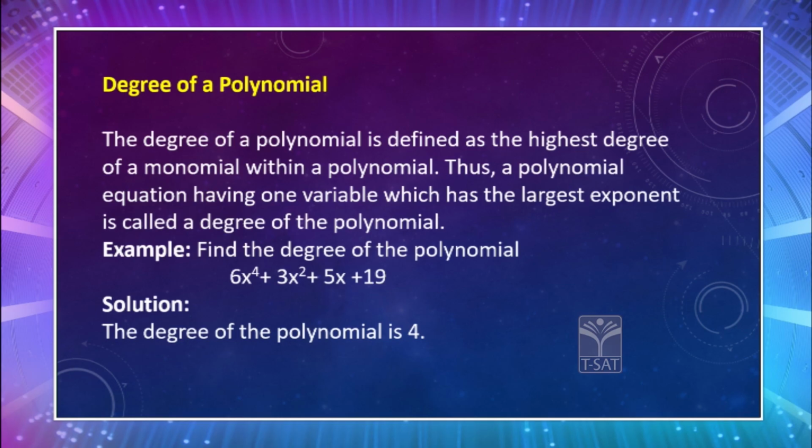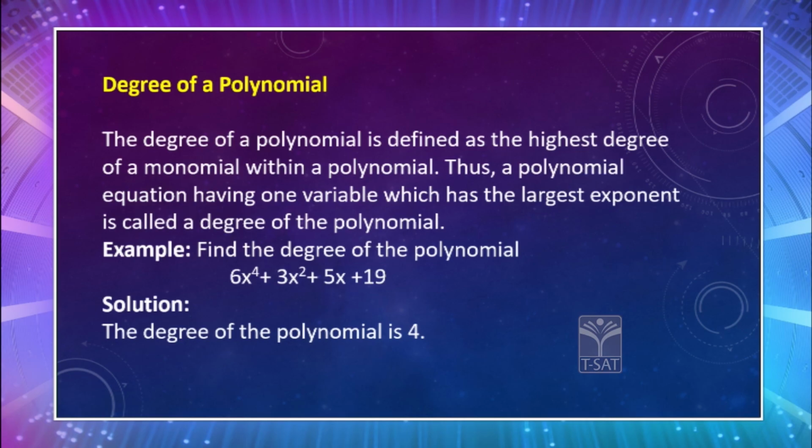What is the degree of a polynomial? The degree of a polynomial is defined as the highest degree of the monomials within the polynomial. Thus, for a polynomial having one variable, the largest exponent is called the degree of the polynomial. In a very simple manner, the highest power of the variable in the polynomial is said to be the degree.